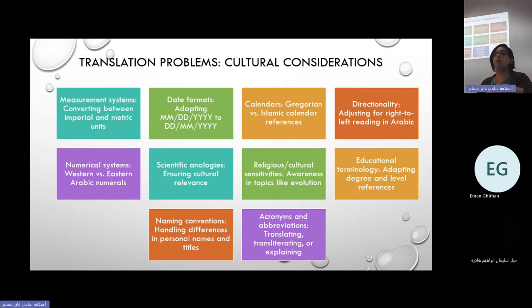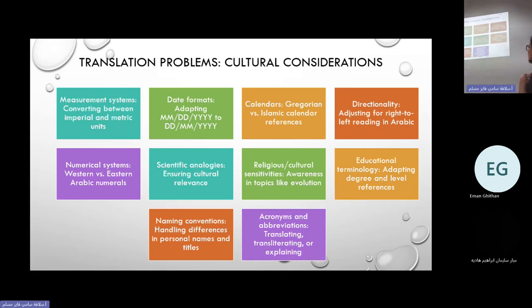Numerical system. Is it a Western or an Eastern numerical system? However, you all know that the English numbers are actually Arabic numbers, yeah? And we use the Indian numbers. يعني 1, 2, 3, 4 are Arabic numbers. The ones we write in Arabic, ١، ٢، ٣ are Indian numbers. Okay?